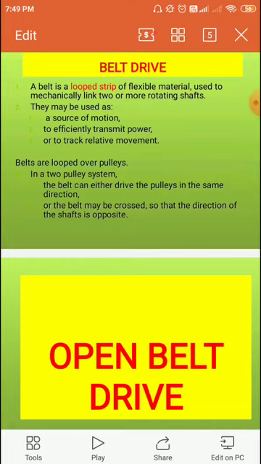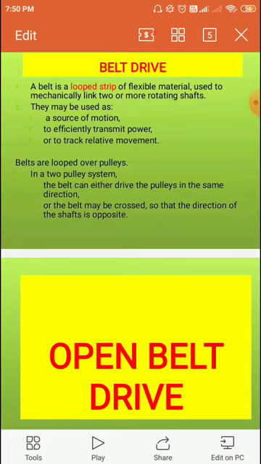A belt is nothing but a looped strip of flexible material used to mechanically link two or more rotating shafts. It may be used as a source of motion to efficiently transmit the power or to track the relative movement, to carry the relative movement from one object to another object. To carry out that movement, belts are used, or to transmit the power. That is its main function.